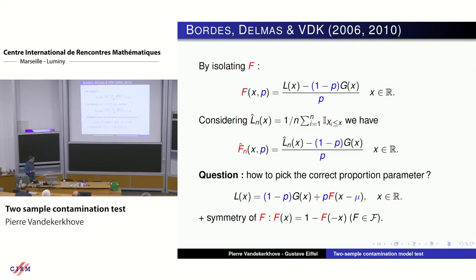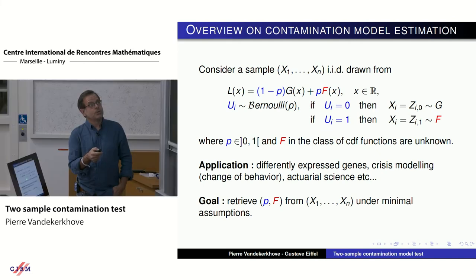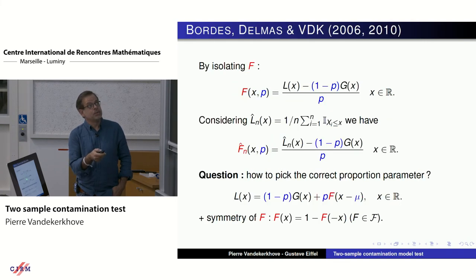So I will go a little bit into technique now, but it's very simple. Just to explain the intuition, imagine you know P, you know the proportion. To estimate F, what do you do? You take this term, you put it on the other side, okay, and you normalize by P. That is exactly what I'm doing here. So I can create a candidate for my unknown distribution F under P, right?